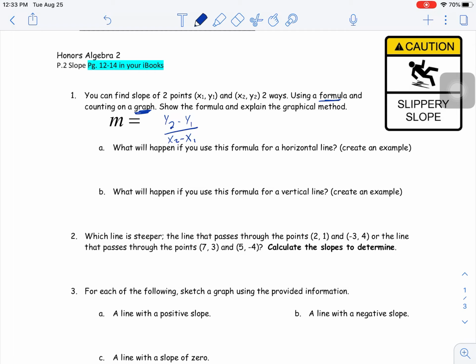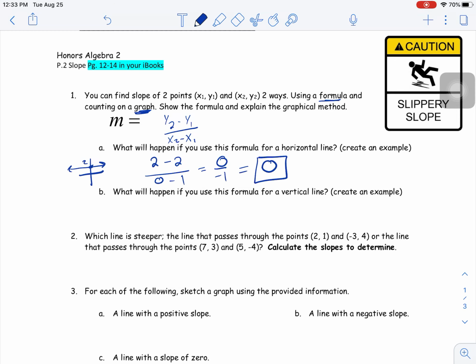So what will happen if you use this formula for a horizontal line? Well, if we think about it, right, a horizontal line looks like this. So then all of the y values are the same. So say this is a line that goes through 2. That means at one point we would have 2 for a y value. At another point we would have 2 for a y value. The x's could be anything we want. Say we went through 0 as an x and we went through positive 1 as an x. Well, then that would give us 0 over negative 1. So then the slope for a horizontal line is always going to be 0, no matter what.